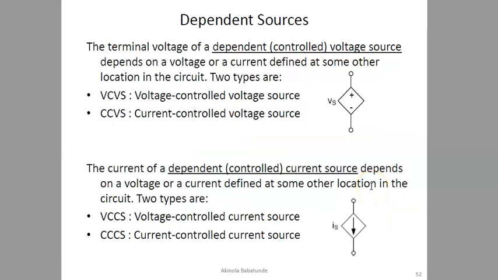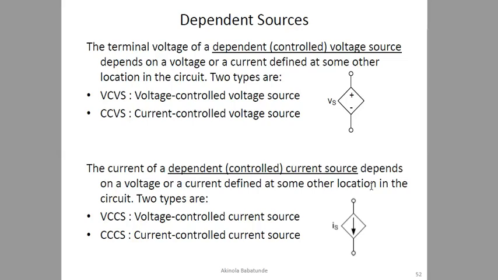Now let's talk about dependent sources. Dependent sources simply means that the sources are dependent. They are relying on other parameters. So we have dependent voltage sources and dependent current sources.